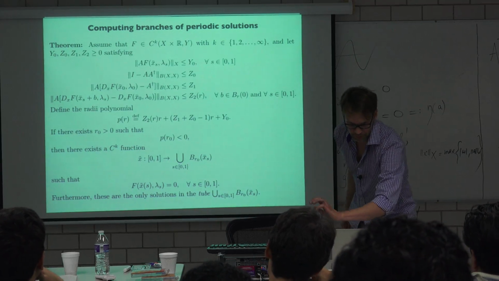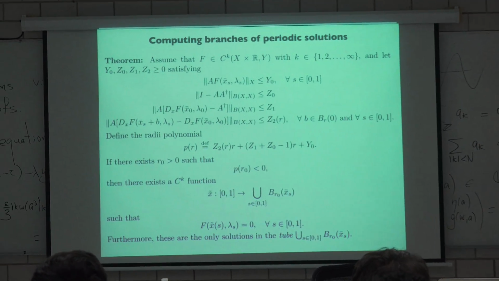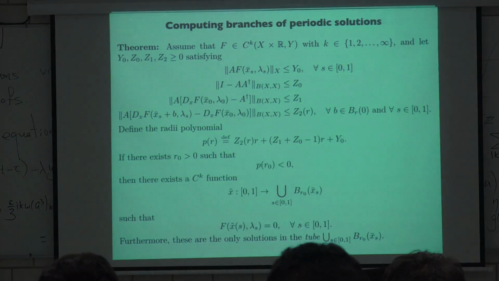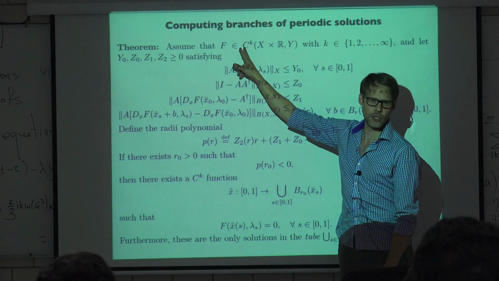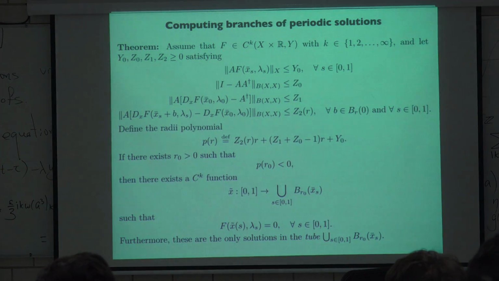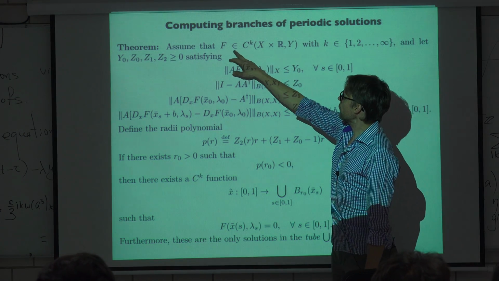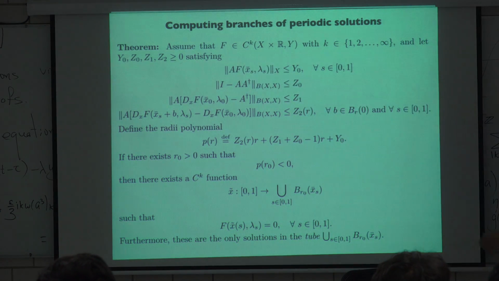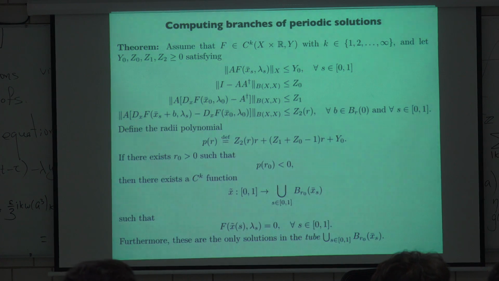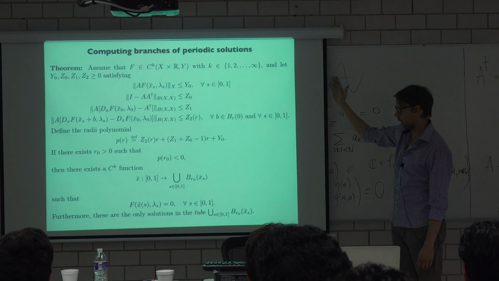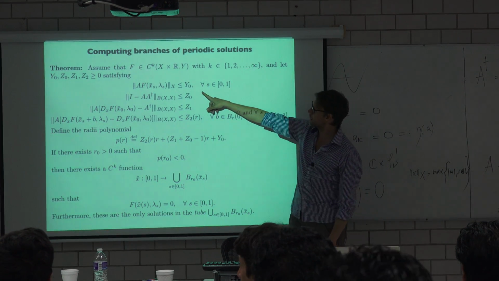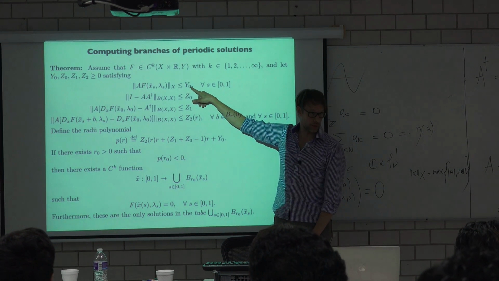And the theorem is basically the same. So if you look at the assumption, now I'm making assumptions on F because I want to be able to conclude about the smoothness of the solution curve as a function of lambda. So I'm assuming that F is C^k, it can go all the way to infinity, and then consider some bounds, Y0, Z0, Z1, Z2, as before. The only difference is that now Y0 will be a uniform bound, okay?